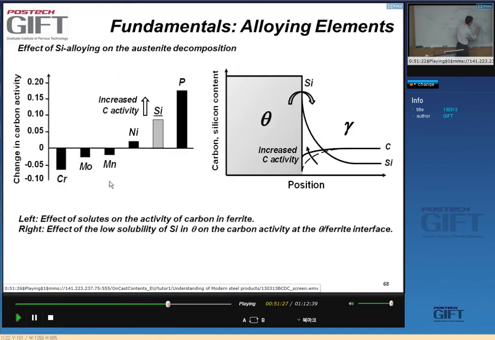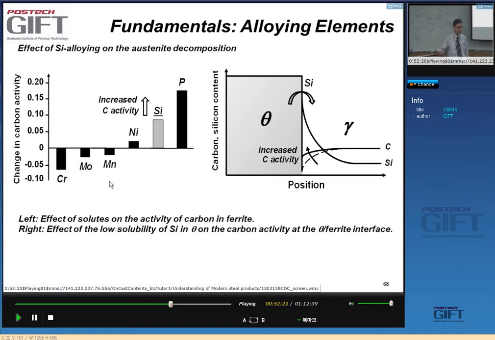Okay. There is, however, something important you should know about silicon. Yes? We very often say that silicon is a graphitizing element. You know, graphite is basically carbon, right? Graphitizing means that in the presence of silicon, yes, cementite will not be formed, or the tendency to form cementite will be reduced.